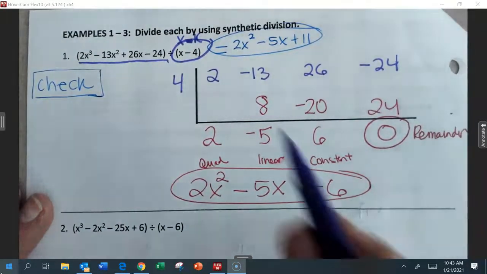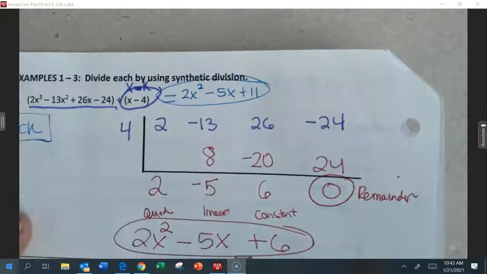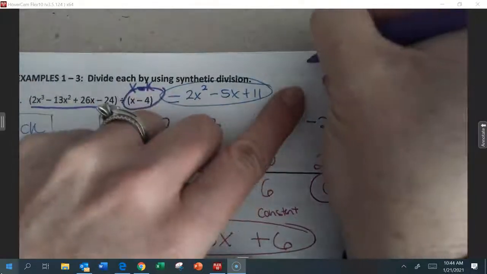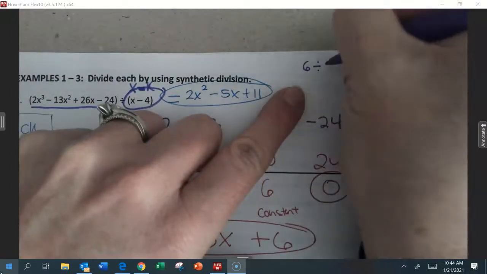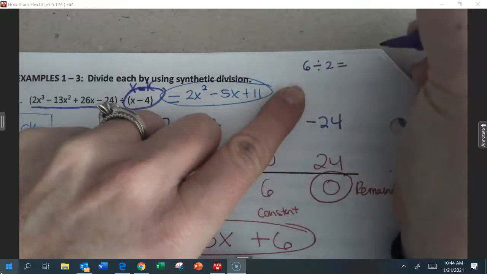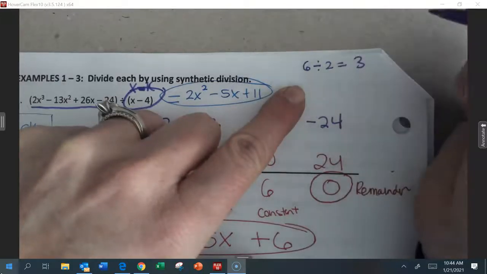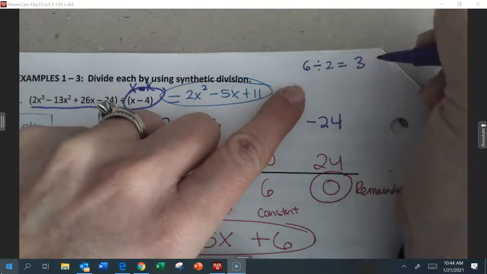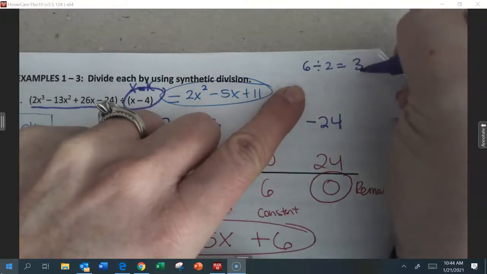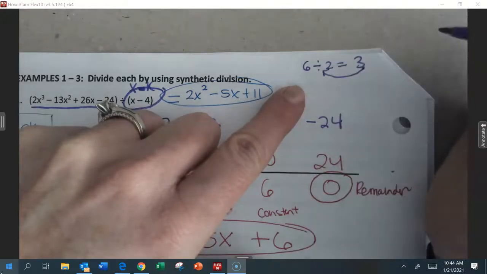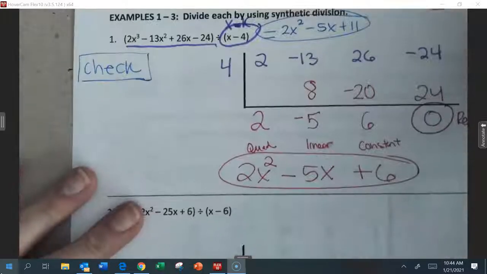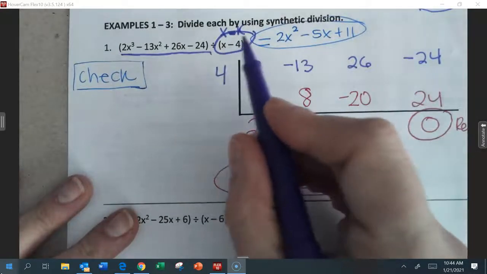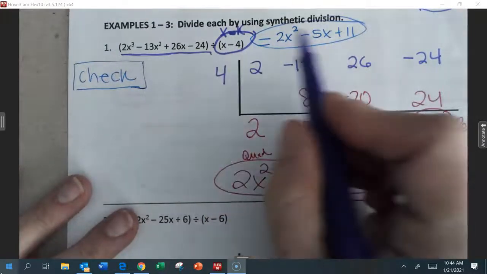We check an answer to division. So look up here. I'm going to make it real easy on you. Ready? Watch this. What's 6 divided by 2? Now, you know how you can check it? You go backwards. So we just divided, so use multiplication. So let's multiply. What's 3 times 2? 6. So what we're going to do to check this is we're going to multiply this times this.